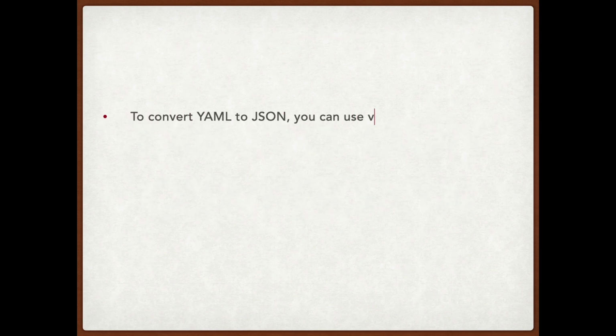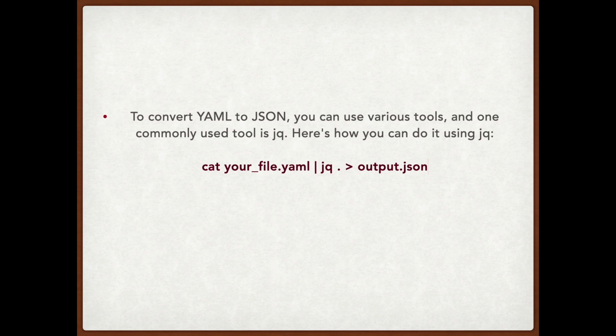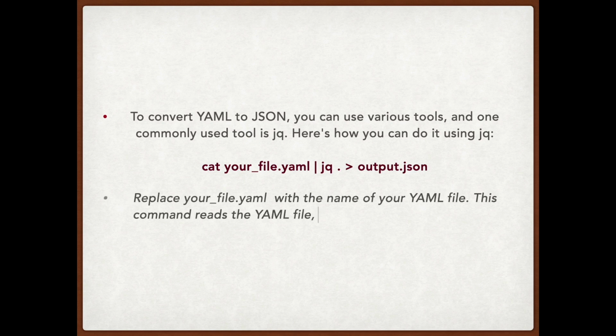To convert YAML to JSON, you can use various tools, and one commonly used tool is JQ. Here's how you can do it using JQ: cat your_file.yaml | jq . > output.json. Replace your_file.yaml with the name of your YAML file. This command reads the YAML file, pipes it to JQ, and outputs the result in JSON format.